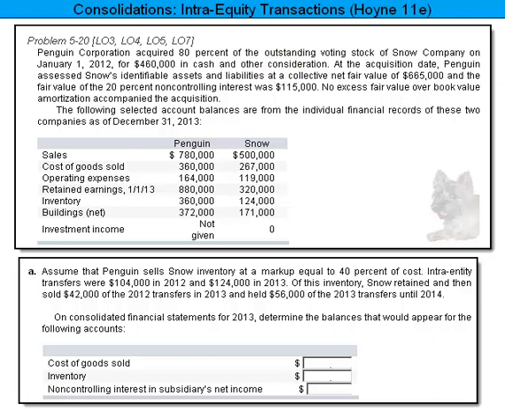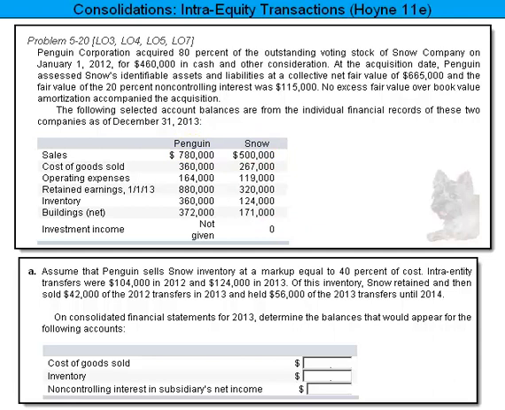At the acquisition date, Penguin assessed Snow's identifiable assets and liabilities at a collective net fair value of $665,000, and the fair value of the 20% non-controlling interest was $115,000. No excess fair value over book value amortization accompanied the acquisition. So they've made that part simple for us. Then they give us the following account balances from the records of Penguin and Snow. Remember, P is the parent, S is the sub. So they're making that a little bit easy for us.